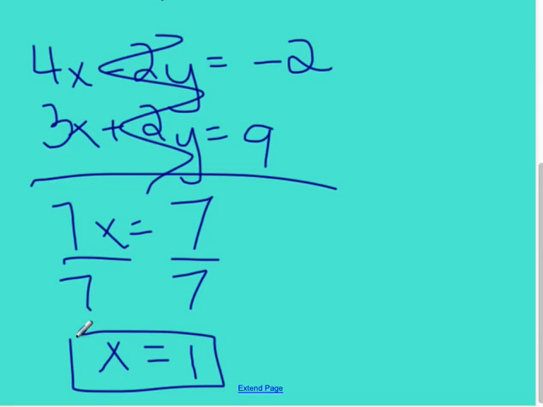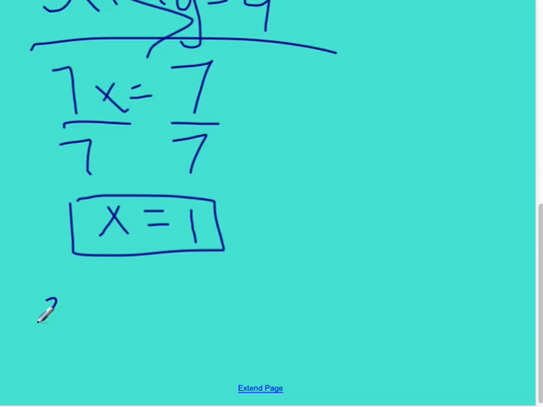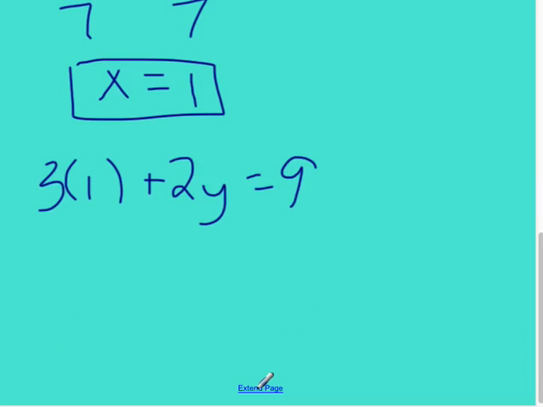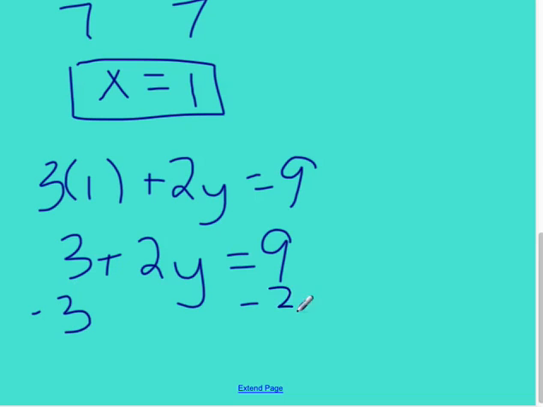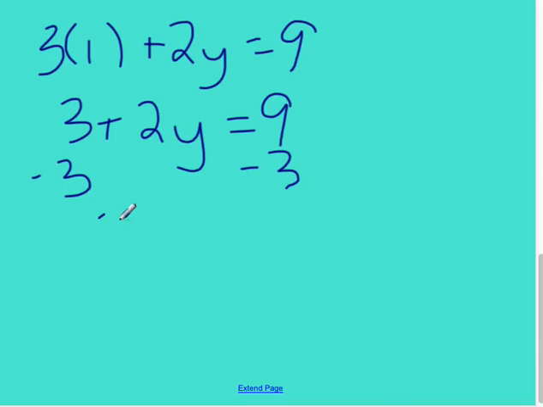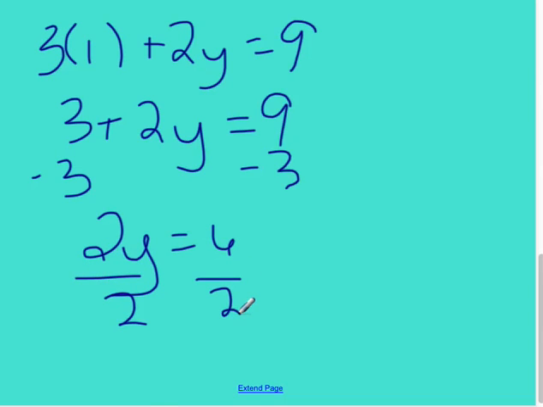Now if you remember way back in the beginning, I had the equation 3x plus 2y is equal to 9. So now instead of writing 3x, I'm going to write 3 times 1 since they mean the same thing. So 3 times 1 plus 2y is equal to 9. So 3 plus 2y is equal to 9. So that's a positive 3. To get it over to the other side, I'm going to subtract 3. And then I get that 2y is equal to 6. So now I'm going to divide both sides by 2, and I get that y is equal to 3.